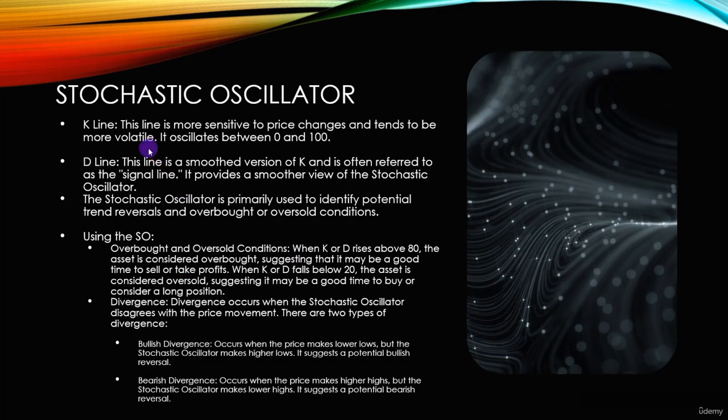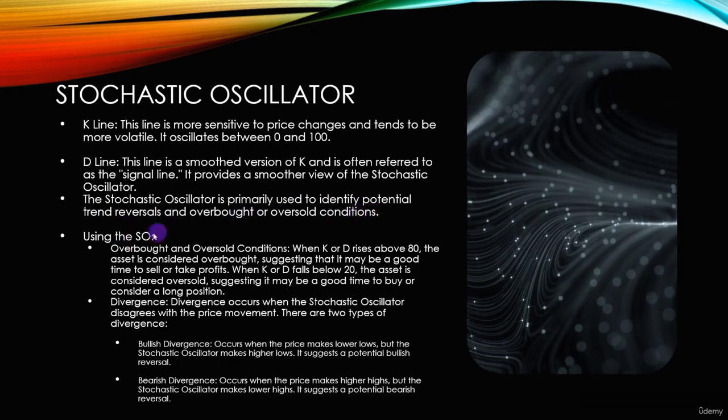When these are computed, the K line is more sensitive to price changes and tends to be more volatile, and it oscillates between 0 and 100. The D line, on the other hand, is more of a smooth version of K, so it's slower somehow, and is often referred to as the signal line. So it provides a smoother view of the stochastic oscillator. Then the stochastic oscillator is primarily used to identify potential trend reversals and overbought and oversold conditions as well.